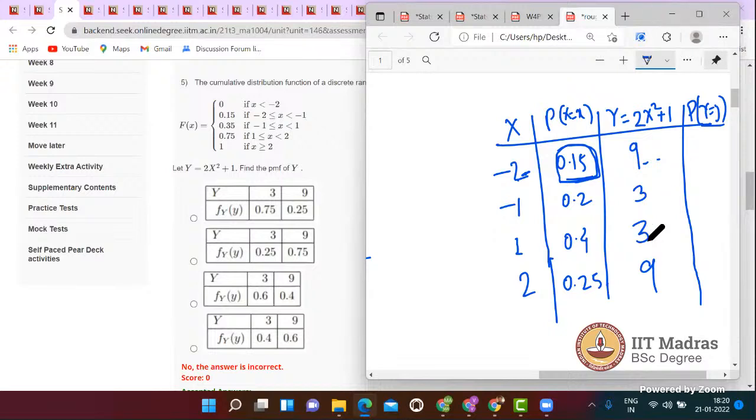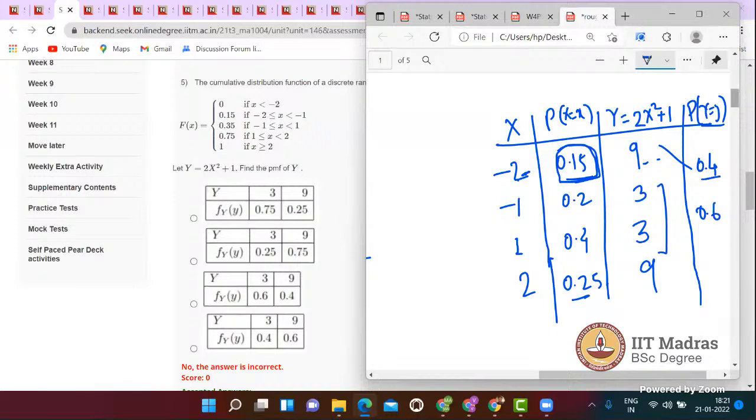And similarly for this 9, we were having the probability as 0.25. We will add both. So you'll add both. So what you'll get? 0.4. And then for this you'll get 0.6.